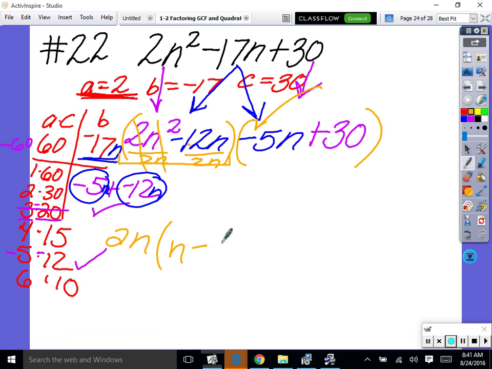Negative 12 divided by 2 is negative 6, yeah? And n over n is 1. So we've taken care of that. Questions?